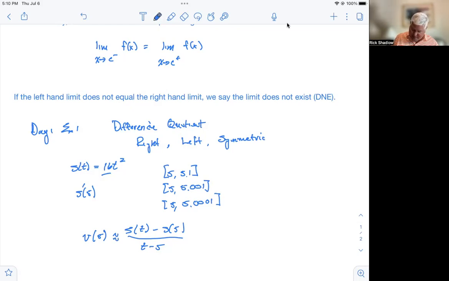This isn't a new formula for you. You look at it and it looks a whole lot like slope. You also notice that it's just the change in the distance.